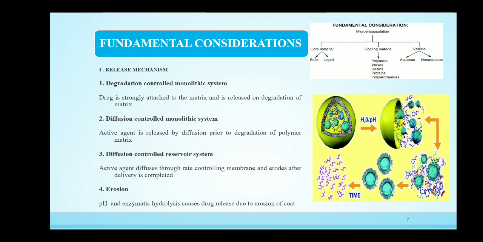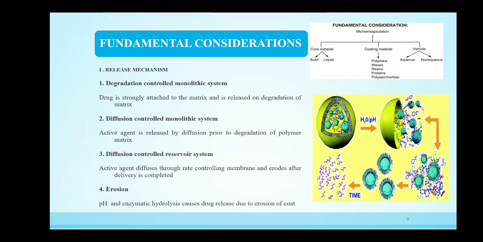Coming to the second mechanism, that is diffusion controlled monolithic system. Here active agent is released by diffusion prior to the degradation of the polymer matrix. Rate of release depends on where the polymer degrades, either by homogeneous or heterogeneous mechanism.